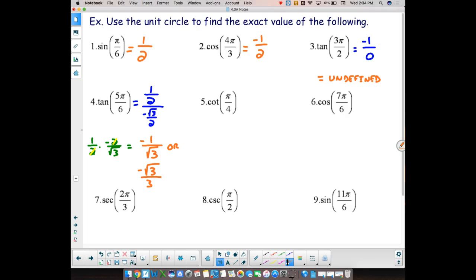Cotangent of pi over 4. Well, the cotangent of pi over 4 is x over y, so that's going to be the square root of 2 divided by 2 divided by the square root of 2 divided by 2. Again, fraction in a fraction in a fraction. However, this one is much easier because both top and bottom are the same. So that just gives me 1.